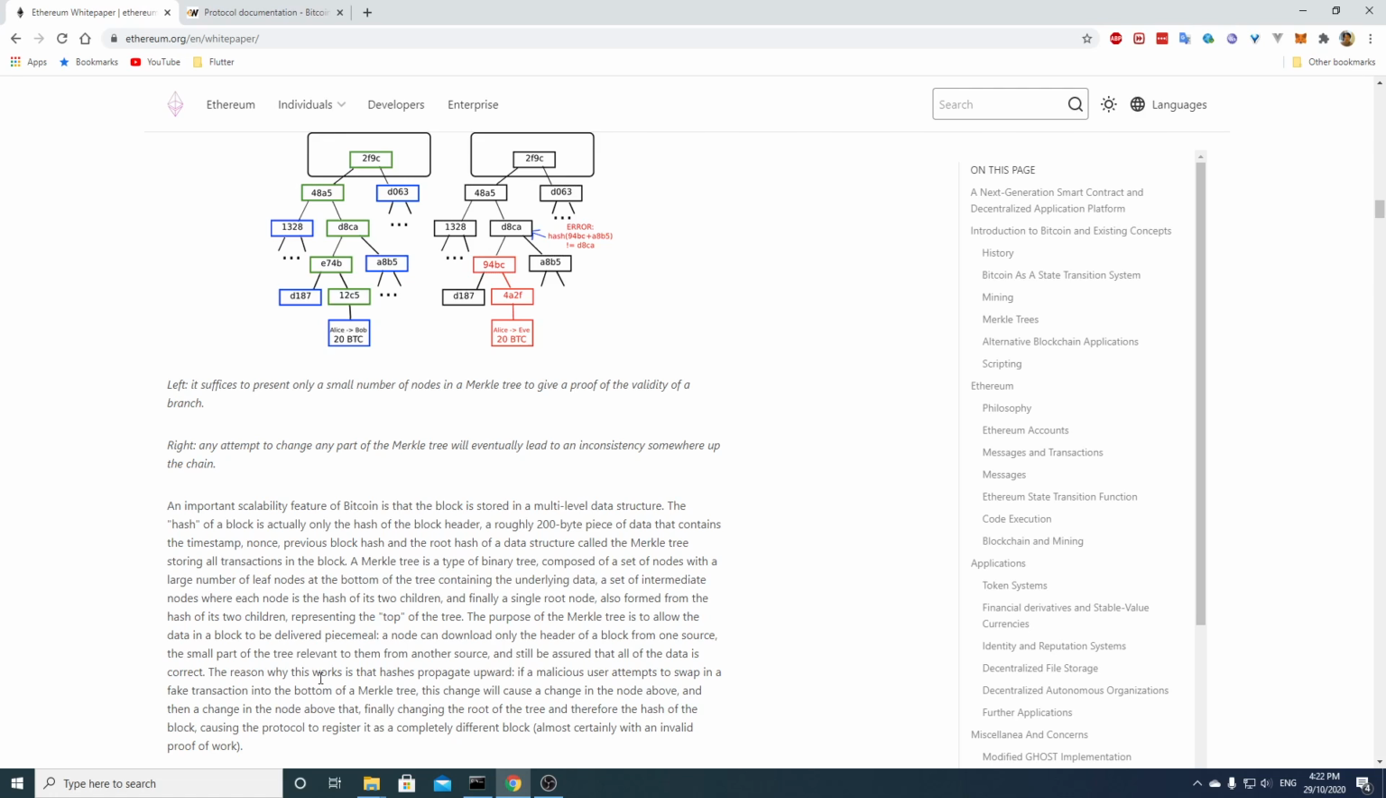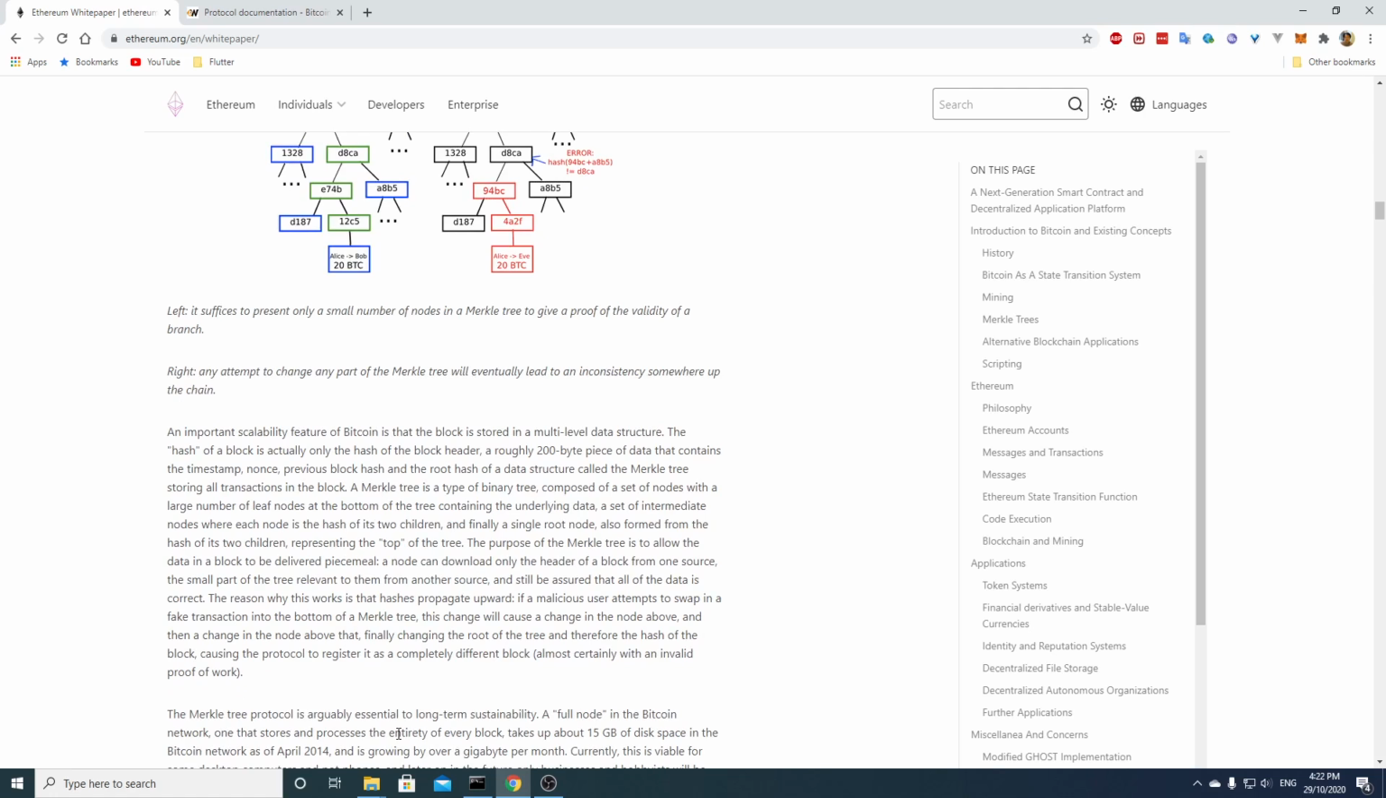The reason why this works is that hashes propagate upward. If a malicious user attempts to swap in a fake transaction into the bottom of a Merkle tree, this change will cause a change in the node above, and then a change in the node above that, finally changing the root of the tree and therefore the hash of the block, causing the protocol to register it as a completely different block, almost certainly with an invalid proof of work.